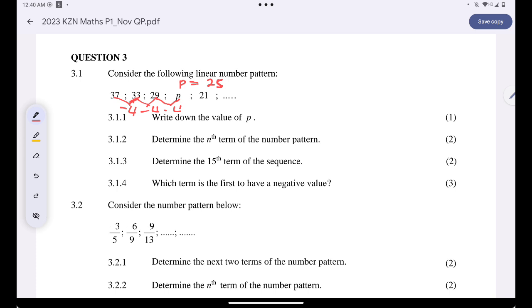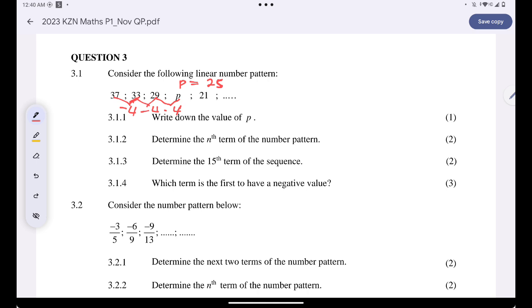Alright, together, if I want to find the next term of the arithmetic sequence, I must just add the common difference. So I'll just say 29 plus the common difference, which is negative 4, and then I'll get 25 there.